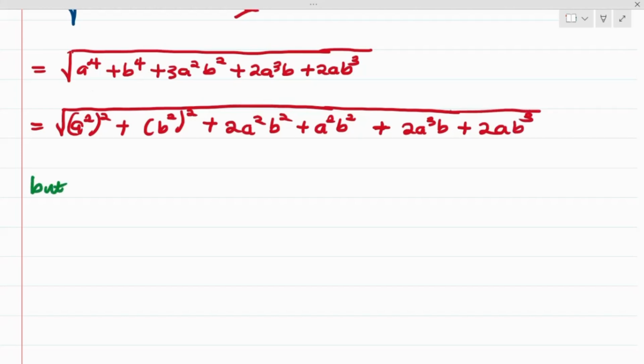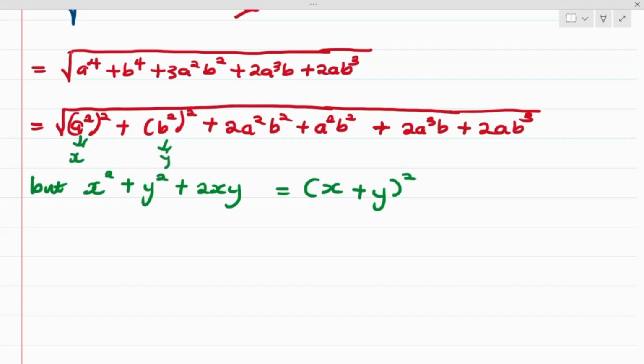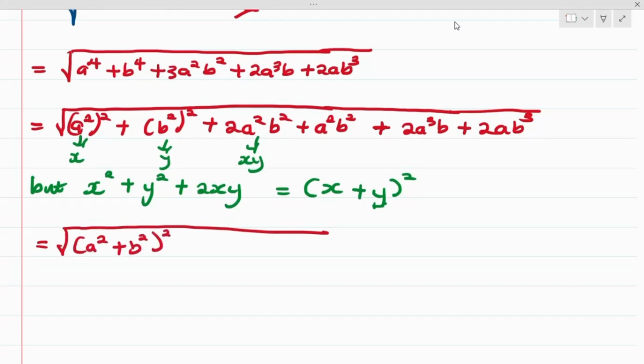But we know that if we have x squared plus y squared plus 2xy, this equals x plus y all squared. That is to say, this represents x, this represents y, and this represents what? xy. So if we simply apply this, we have the square root of a squared plus b squared all squared, plus a squared b squared plus 2a cubed b plus 2ab cubed.